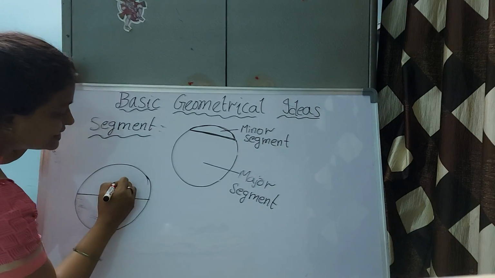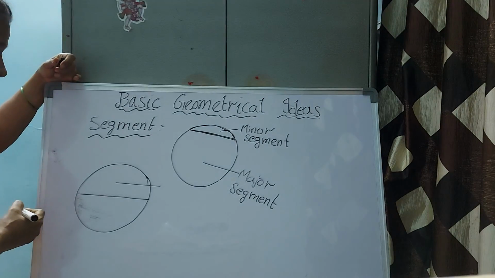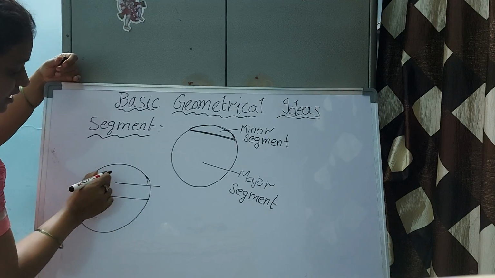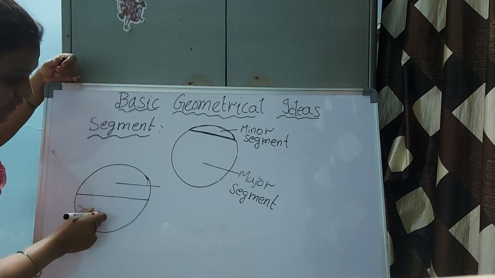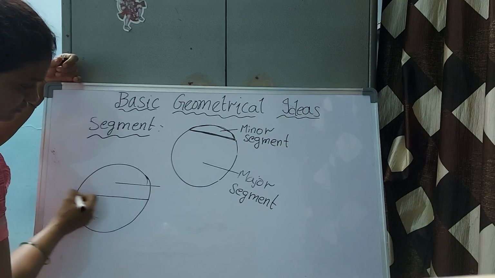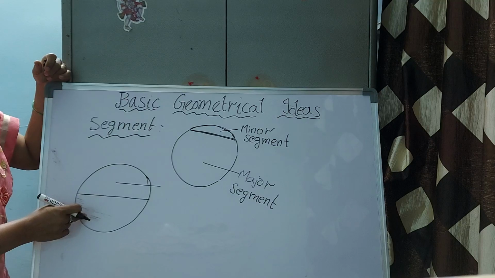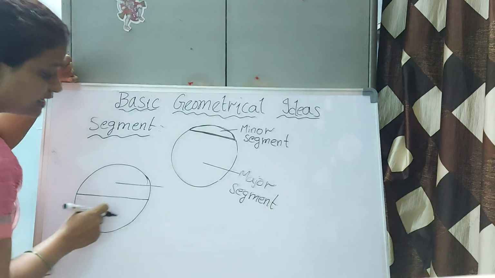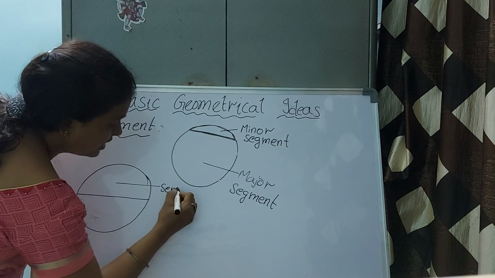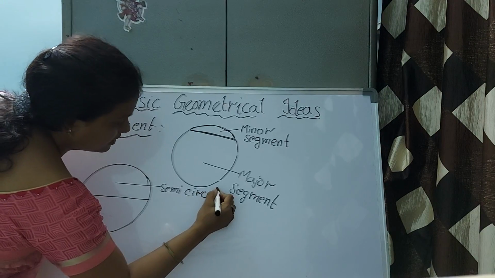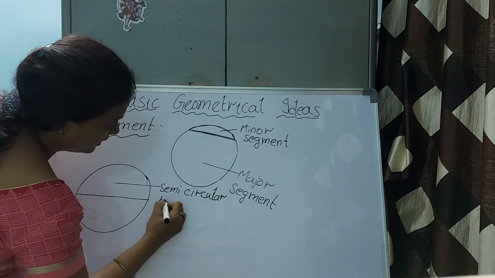Now, if this circle is divided by a diameter, we'll get a semicircular segment. See, these are equal parts. This diameter divides the circle into two semicircles. So, we call it a semicircular region.